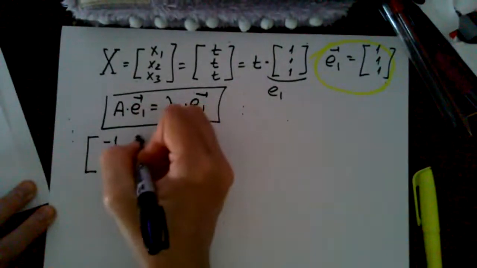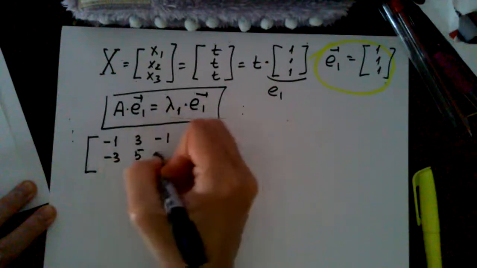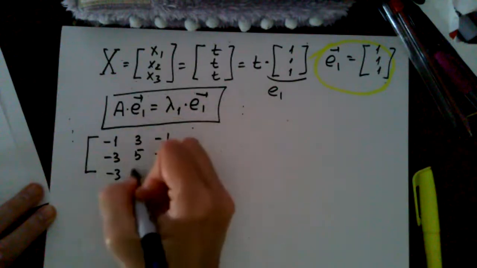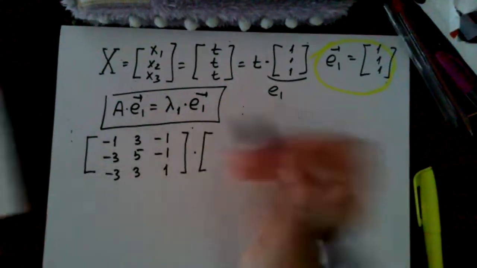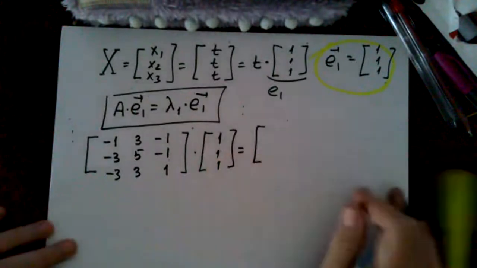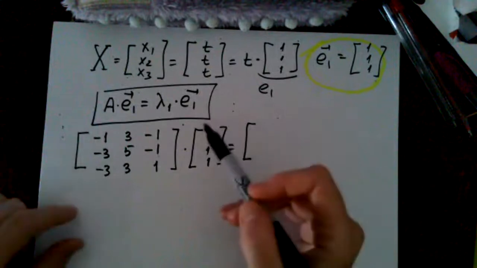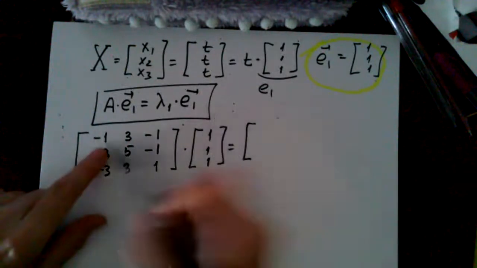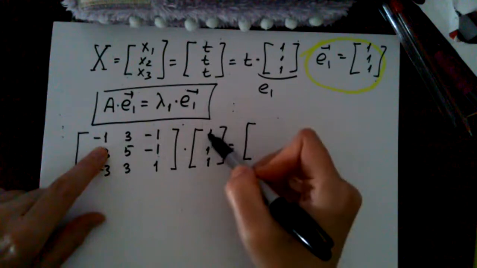1, -1, 3, -1, -3, 5, -1, -3, 3, 1. And it should be multiplied by our vector 1, 1, 1. Let's do it. I never neglect this technique, this great opportunity to check yourself. Just think about it. It's a great opportunity.